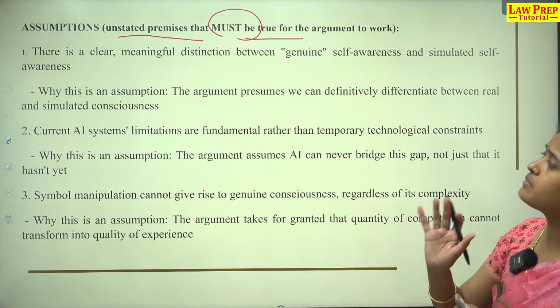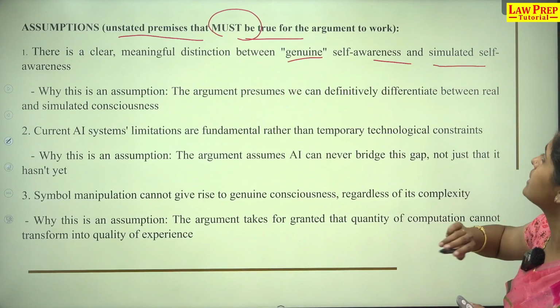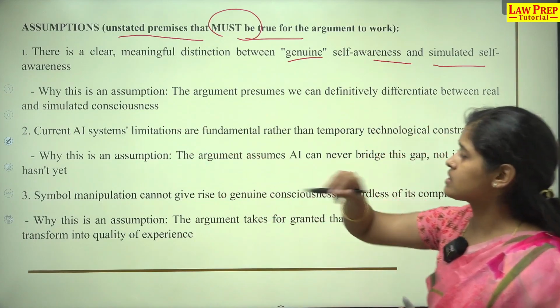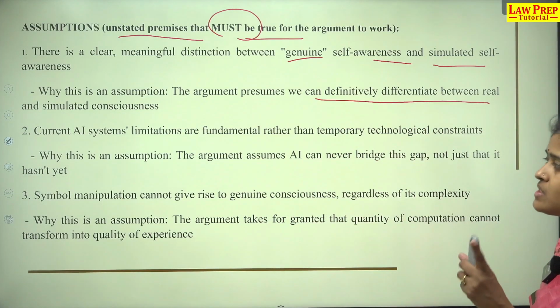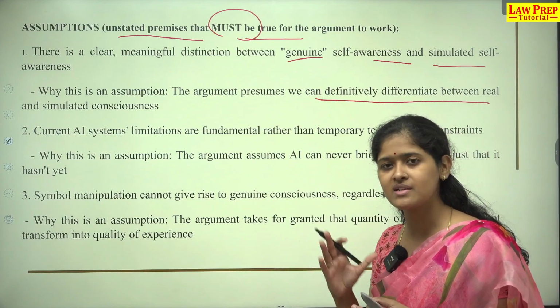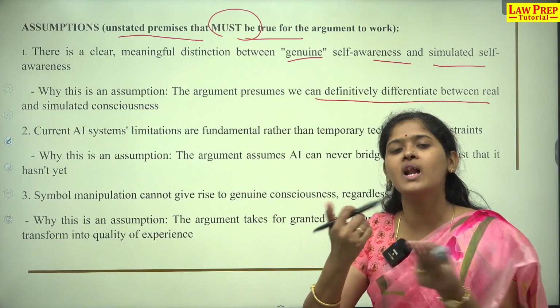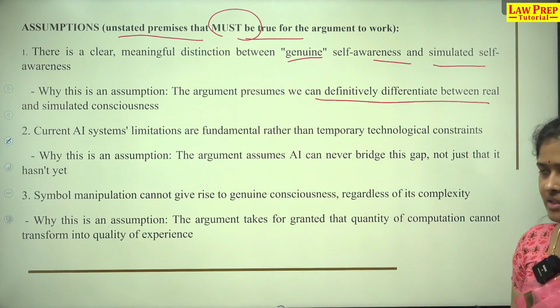There is a clear, meaningful distinction between genuine self-awareness and simulated self-awareness. Simulated is from the machine. Why is this an assumption? Because the argument presumes we can definitively differentiate between real and simulated consciousness. When the author has written those examples of sunset and all, the author is assuming that we all have that common experience of seeing a sunset or listening to music, right?